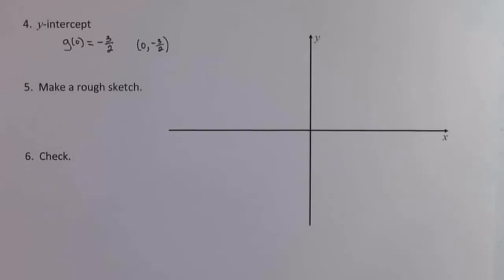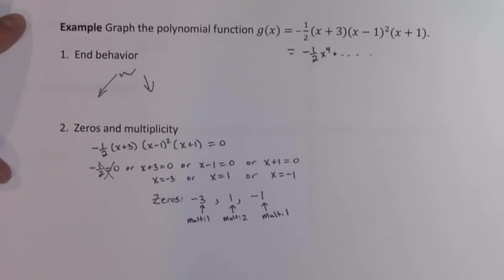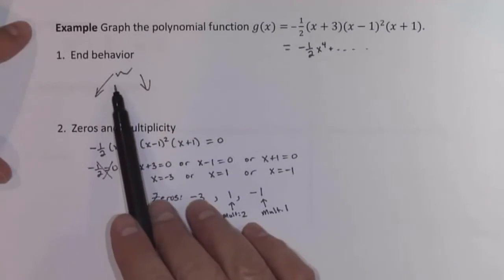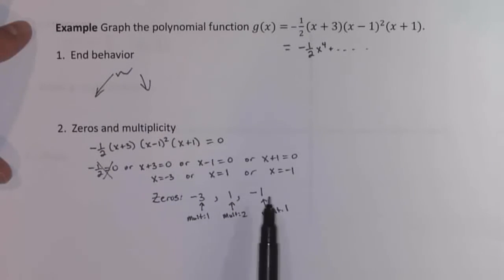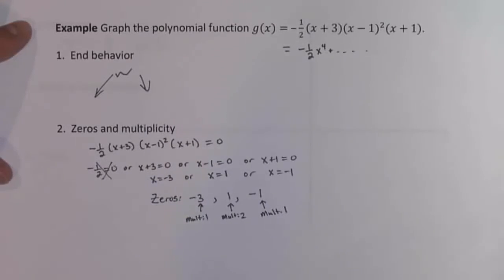Now we want to make a rough sketch of this graph. So summarizing what we found, we know the end behavior is going to be down on the left, down on the right. We know that the zeros are negative 3, negative 1. Both of those have multiplicity of 1. And positive 1, that has a multiplicity of 2. So that means we have x-intercepts at negative 3, at negative 1, and at positive 1.